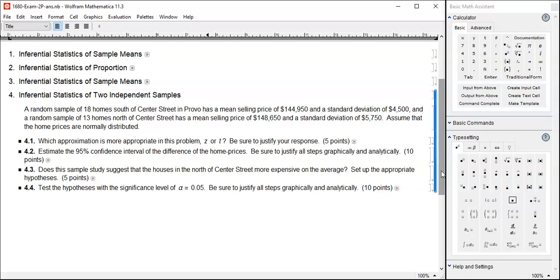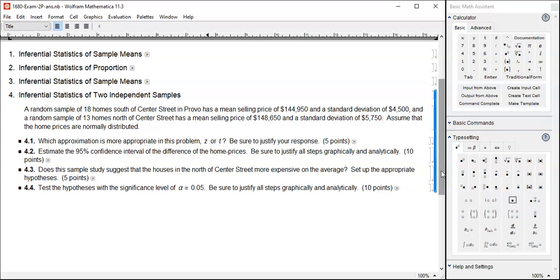A random sample of 18 homes south of Center Street in Provo has a mean selling price of $144,950 and a standard deviation of $4,500. And a random sample of 13 homes north of Center Street has a mean selling price of $148,650 and a standard deviation of $5,750. Assume that the home prices are normally distributed.